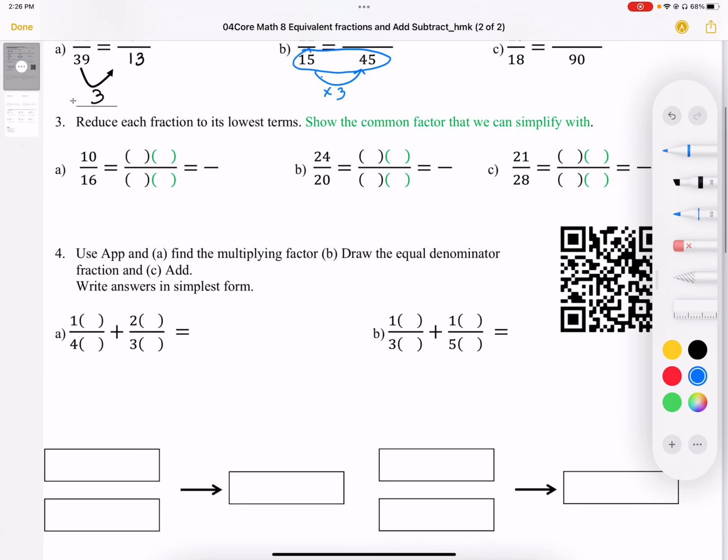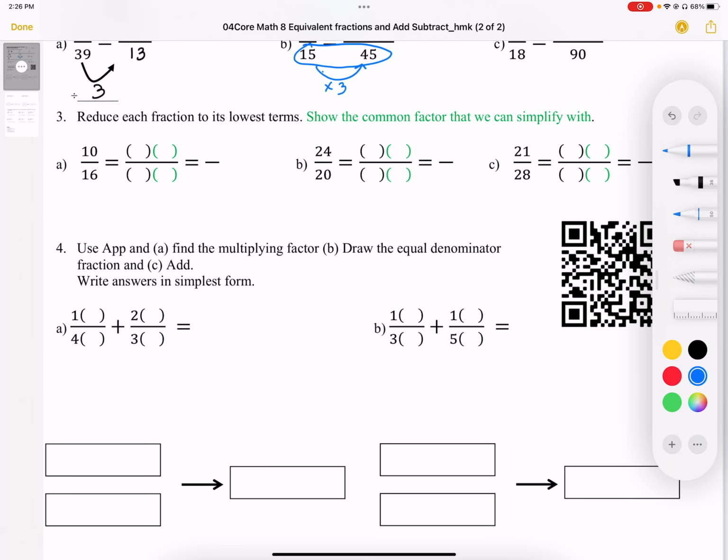For number 3, we want to show the fraction in lowest terms, so we want to cancel out the common factor. So the biggest factor that's common between 10 and 16 is 2. So we're going to write 10 as 5 times 2, and 16 becomes 8 times 2.